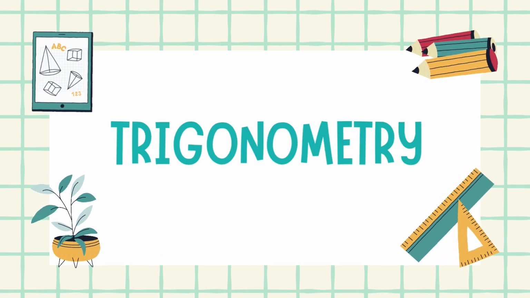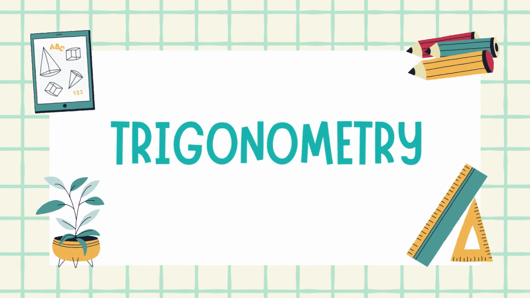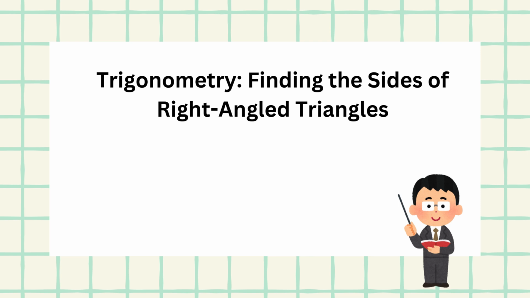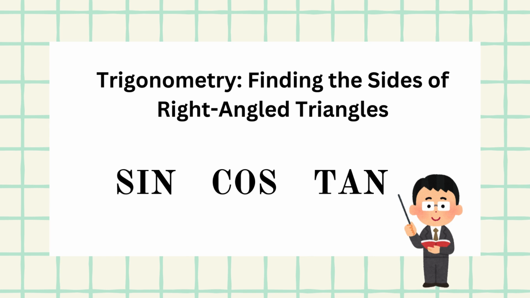This video is about trigonometry. Hi there. Today we are going to learn how to use trigonometry to find the lengths of sides in right-angled triangles. We will be focusing on three key ratios: sine, cosine, and tangent. These are very important because they help us solve problems where we know one or more angles and some of the side lengths.